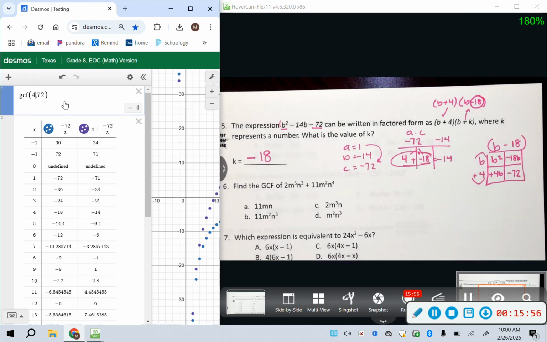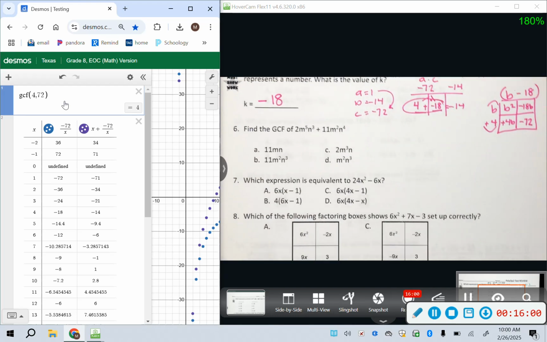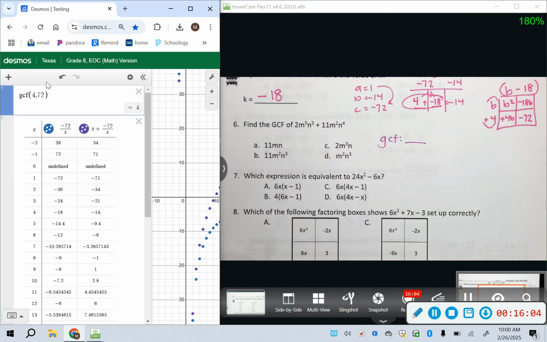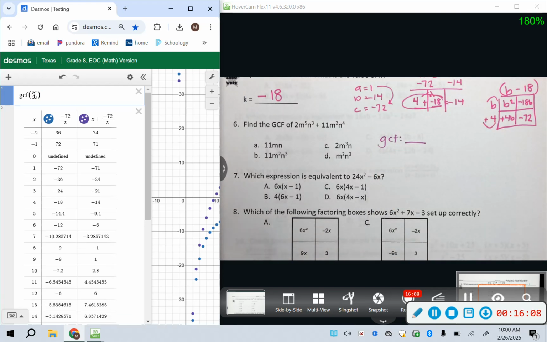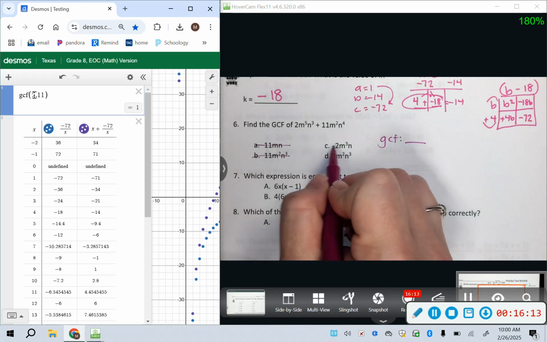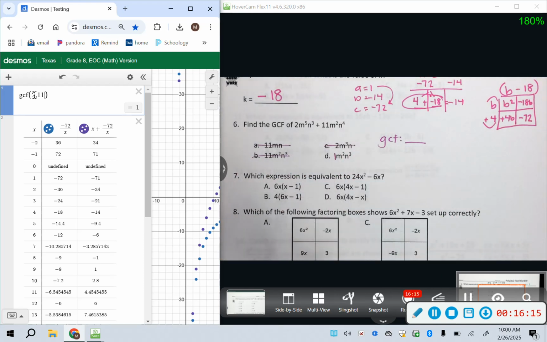Okay, let's look at number 6. 6 says find the GCF, so we're going to start with just the numbers. So we're just looking for GCF. So I'm going to do 2 comma 11. And it tells me 1. Well, this is 11, so that's not it. This is 11, so that's not it. That's 2, so that's not it. So if I put a 1 there, that's fine.